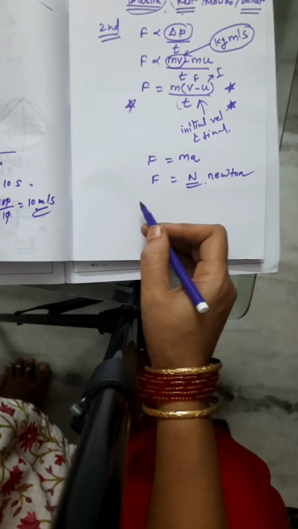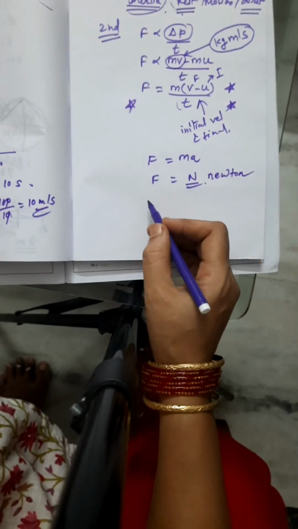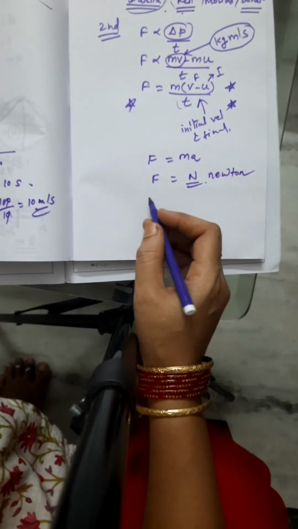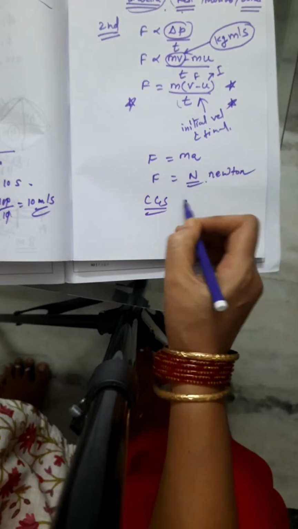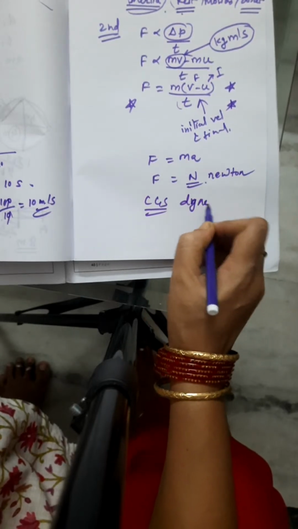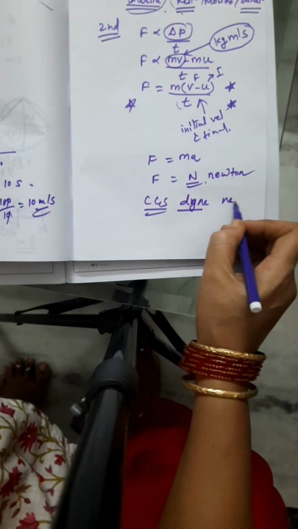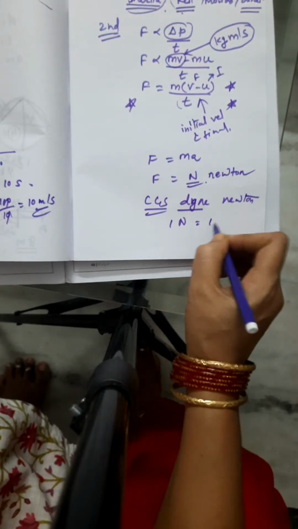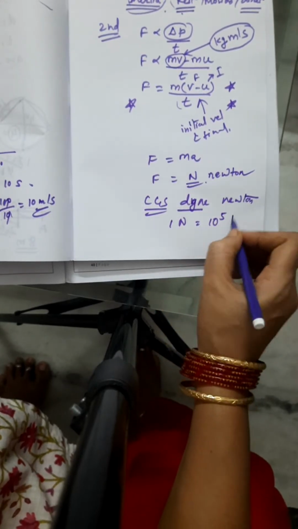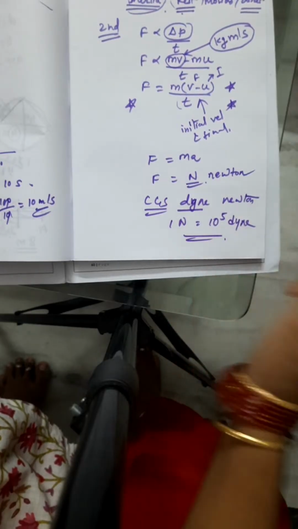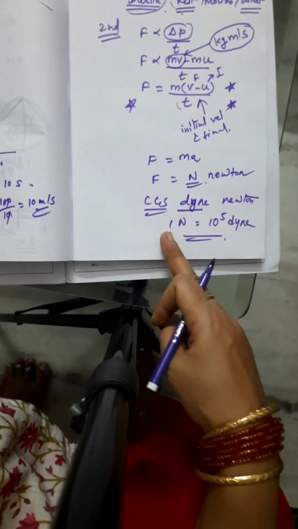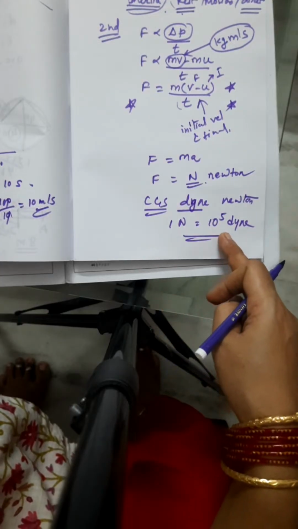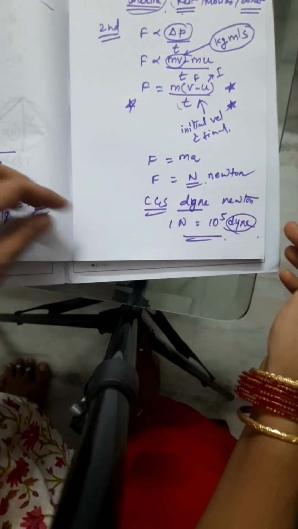Next topic is, after this, what is the relation between Newton and dyne? The CGS unit is dyne, whereas the SI unit is Newton. If you remember, I explained that 1 Newton is equal to 10 raised to 5 dyne. This also can be one of the bit part, so remember that. What is the relation between Newton and dyne? 1 Newton is equal to 10 raised to 5 dynes. Dyne is the CGS unit of force.